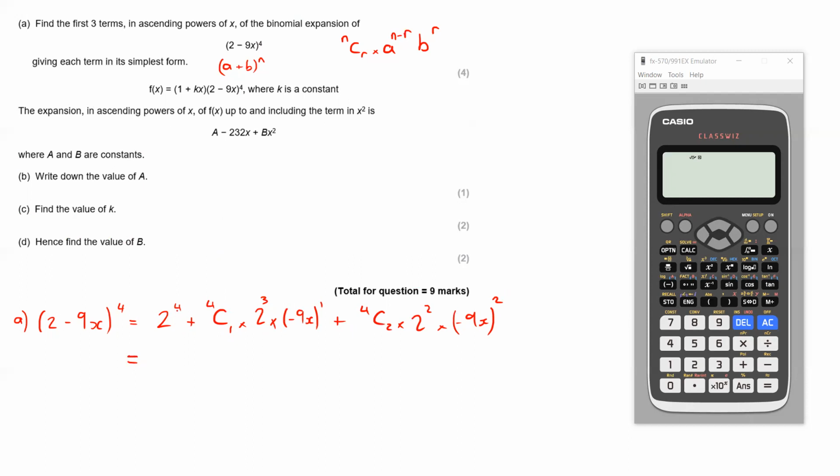So 2 to the power of 4 is 16. 4 choose 1 is 4, so I've got 4. 2 cubed is 8, so I've got 4 times 8 and then times minus 9. So I think that's minus 288.